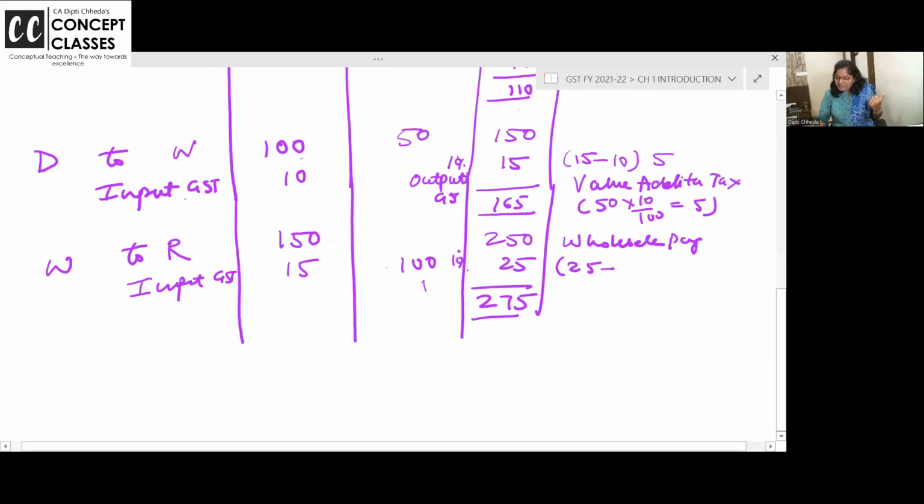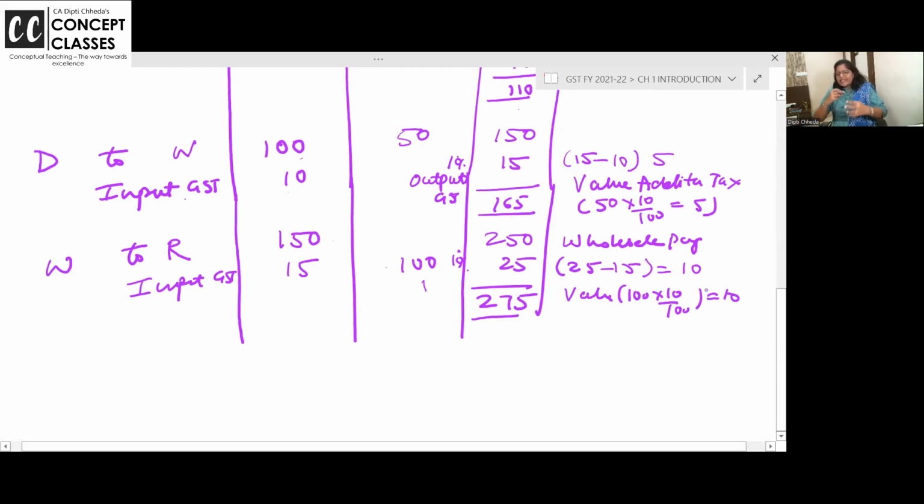But out of that, 15 he has already remitted, no? Output GST minus input GST is the 10 rupees. And otherwise also, how much value addition has he done? 100 rupees. Whatever value addition you do, on that you pay the tax.